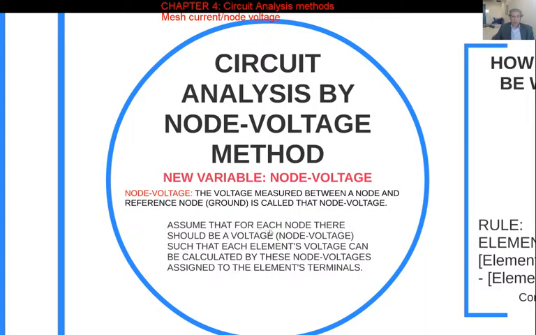So assume that for each node there is a node voltage, such that each element's voltage can be calculated by these node voltages assigned to the element's terminals. So element terminals must be connected to nodes. If you know the node voltages, how are you going to calculate the element voltage itself?